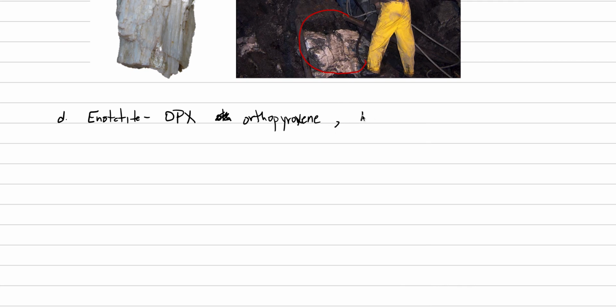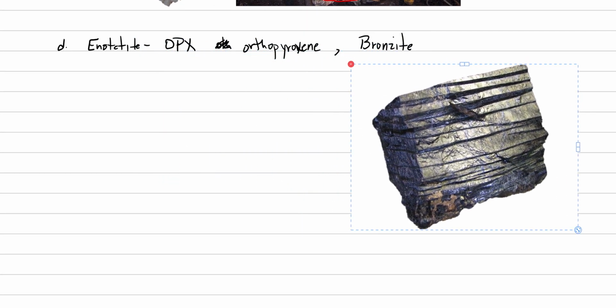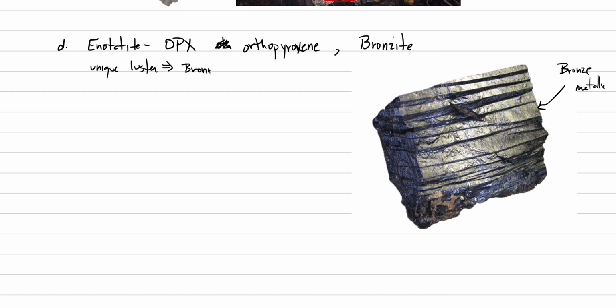Now, sometimes enstatite is also called bronzite. And the reason why, at least for the purposes of this class, we're going to always have our enstatite have an interesting luster, kind of a vitreous to pearly luster, which is really unusual for an opaque mineral like this. But it tends to almost be kind of this bronzy metallic look. So let's put something like this. It has a unique luster that makes it look somewhat like bronze.